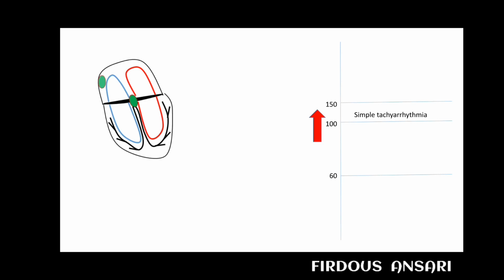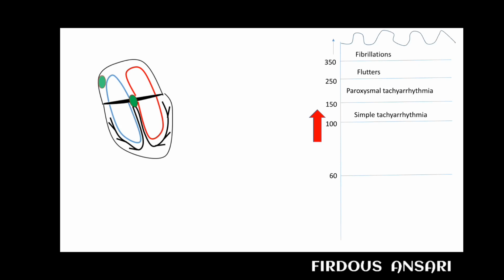Next, suppose these impulses generated are 150 to 250 beats per minute, and this fluctuation or increase in the heart rate may appear and then it may disappear. So this condition is known as paroxysmal tachyarrhythmia. Now suppose impulses generated are 250 to 350 beats per minute. This is known as flutters. And if the beats generated per minute is more than 350 beats per minute, then this is known as fibrillation.